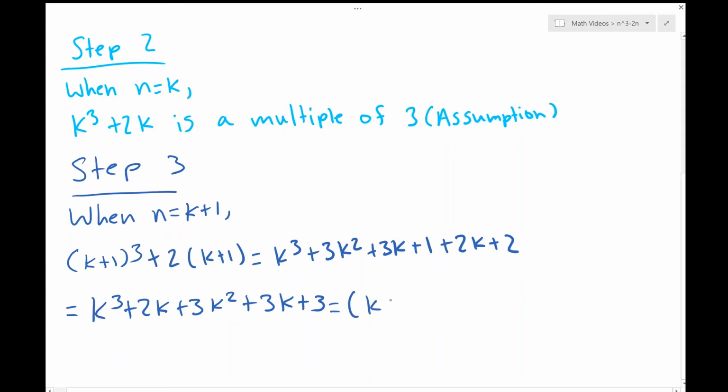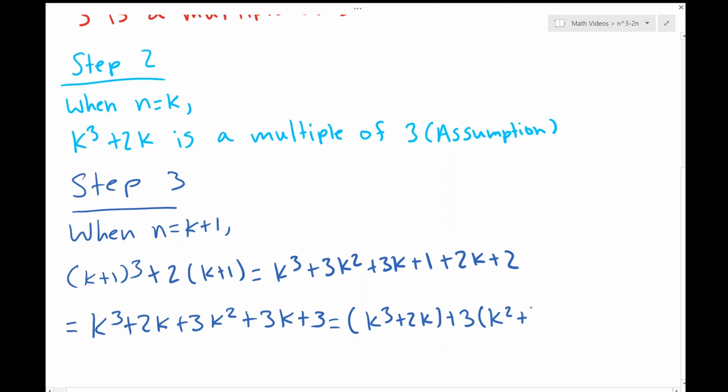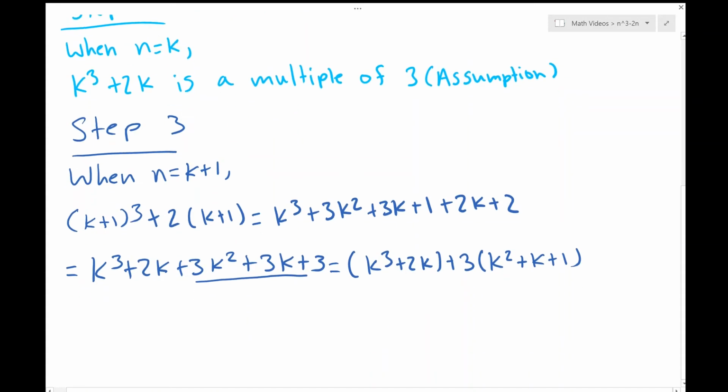So this equals k cubed plus 2k plus 3 times, we're factoring now, 3 times (k squared plus k plus 1). We were factoring this side over here. Now this is a multiple of 3 because from step 2 we have that this is a multiple of 3. And this is 3 times something, and 3 times something is also a multiple of 3. A multiple of 3 plus a multiple of 3 is a multiple of 3.